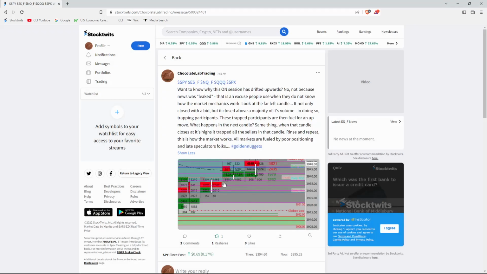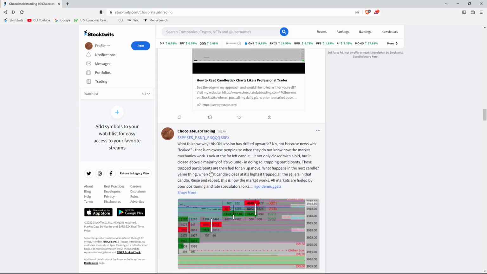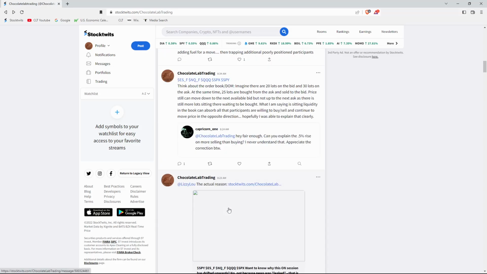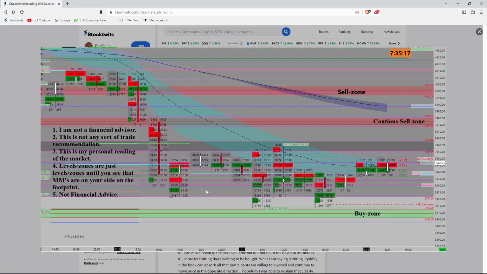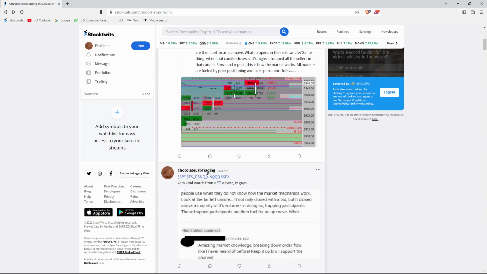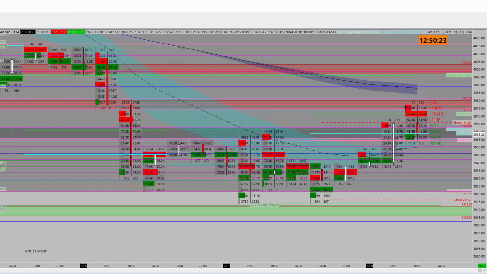Now, we use this on multiple time frames. We use the TPO charts and market auction theory, a whole bunch of different things that we can all put together to create our daily plan. So let's look at the intraday order flow. Of course, we saw that the high of the day was at that first sell zone.